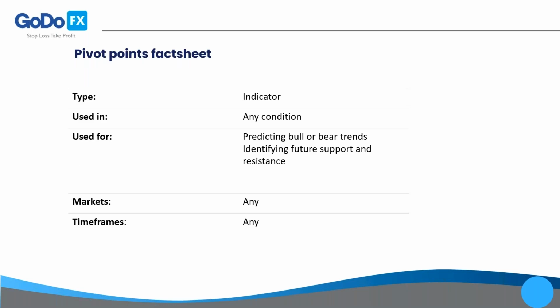So, the pivot point fact sheet. The type is indicator. It's used in any condition. It's used for predicting bull or bear trends and identifying future support and resistance. It can be used in any market and any time frame we want.